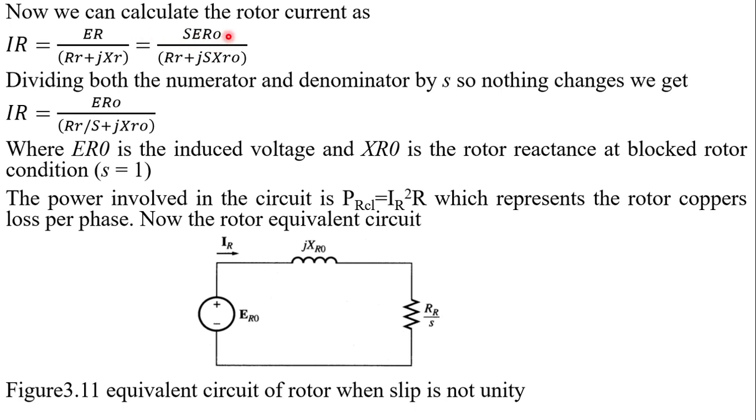Dividing by s on the numerator and the denominator, we get E_R0 over R_R over s plus jX_R0, where E_R0 is the induced voltage and X_R0 is the rotor reactance at the rotor. When slip is equal to 1, we can determine I_R is equal to E_R0 over R_R plus jX_R0. Now the rotor copper loss per phase is equal to I squared, rotor current squared, multiplied by resistance. And here is the equivalent circuit of a rotor when slip is different from 1. If slip is equal to 1, this slip should be eliminated.